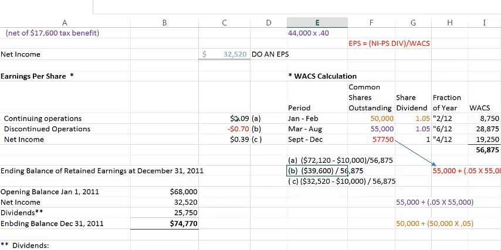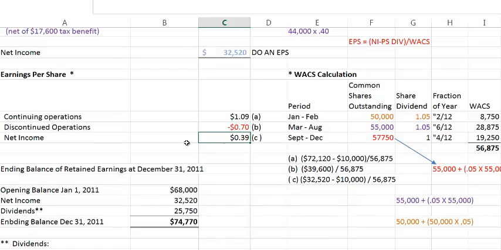So if we add together the EPS from our continuing and our EPS from our discontinued, which is negative 109 plus negative 70, that's going to give us positive 39. And we can calculate that the same way. Take our net income, deduct the preferred share dividend of $10,000 and divide it by our WACS, and that will give us 39 cents as well. So that's how you would prepare your income statement with the EPS calculation. And again, to do the EPS, you need to do a WACS calculation.